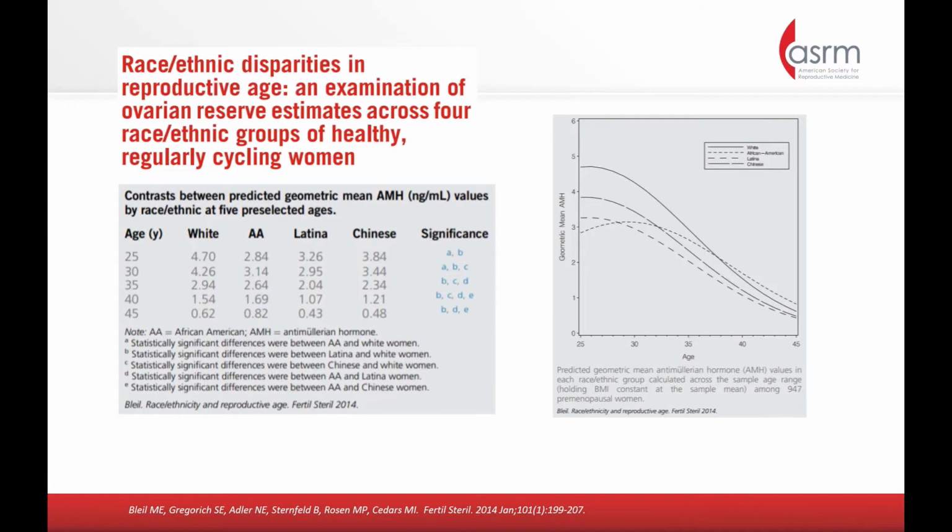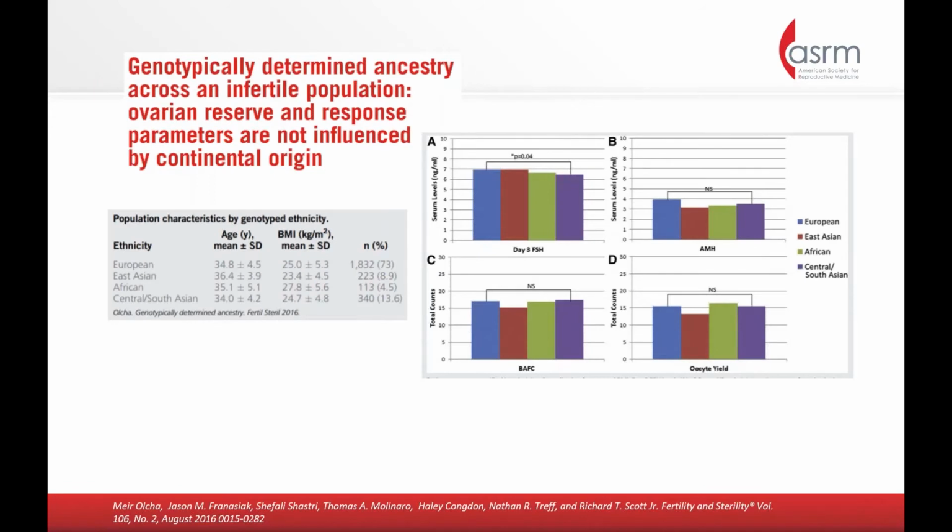And that same observation is shown here graphically, with white women being the top line and Black women being lower initially and then having the higher AMH levels at age 40 plus. So that study showed racial and ethnic differences in AMH in a regularly cycling cohort of women.